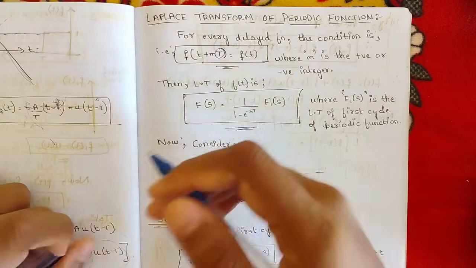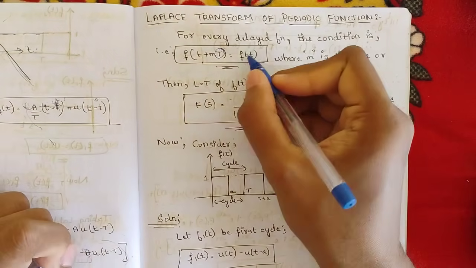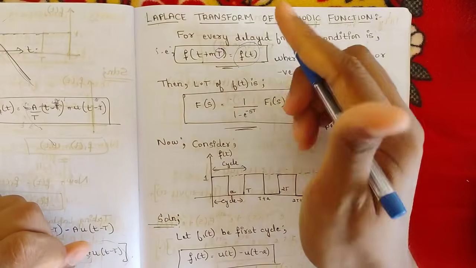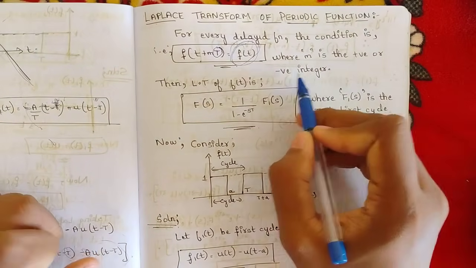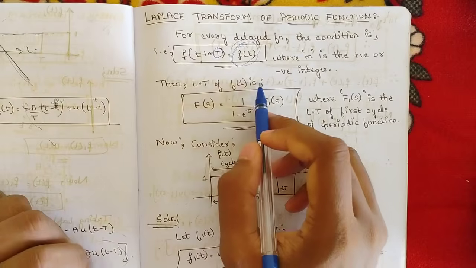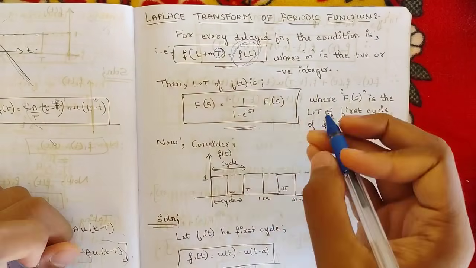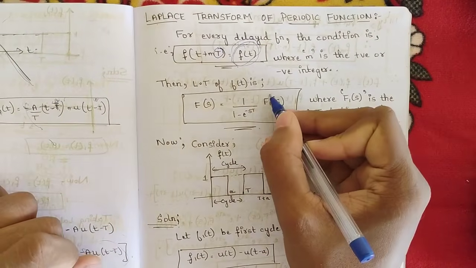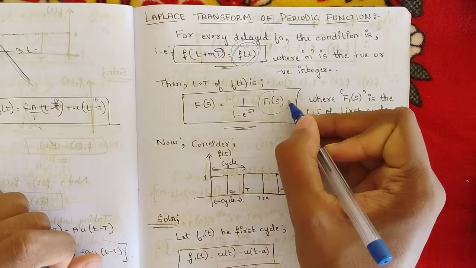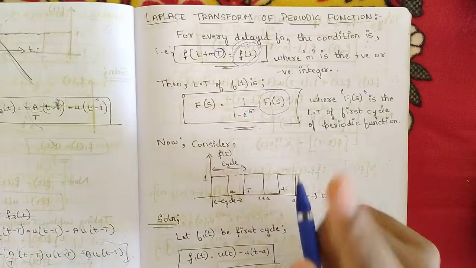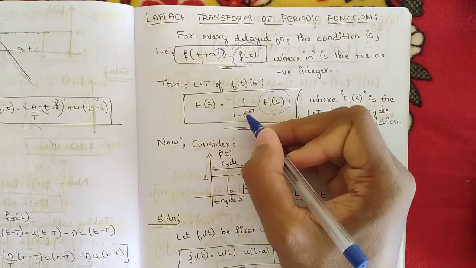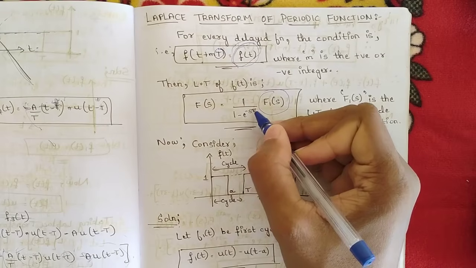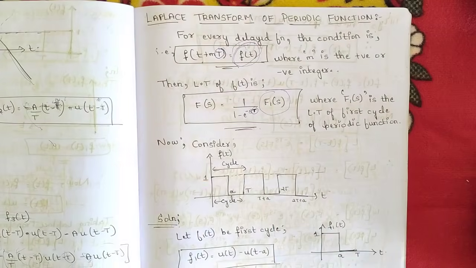Okay, because it repeats after every period, we should be considering one single period that is equal to f of t, where n is a positive or negative integer. Then the Laplace transform of f of t is given as F of s is equal to whatever Laplace transform we have got for one single period, that you should be multiplying with 1 divided by 1 minus e to the power minus sT, where this T represents how many times it is repeated.